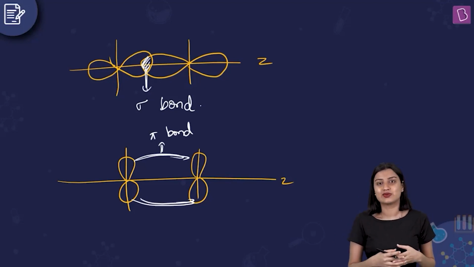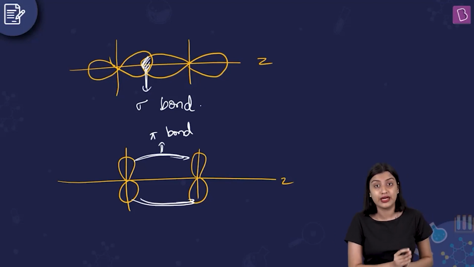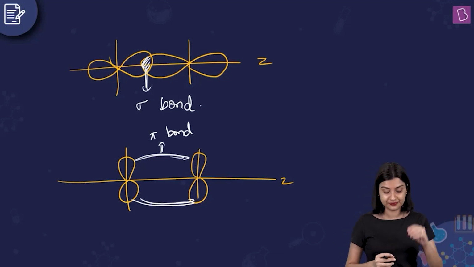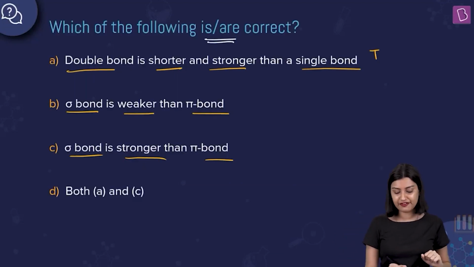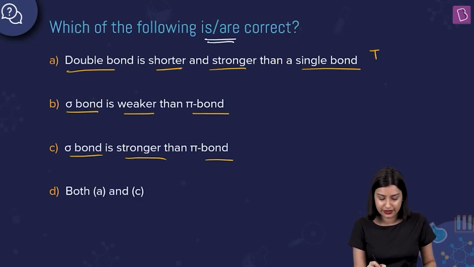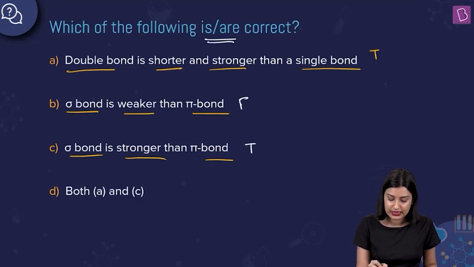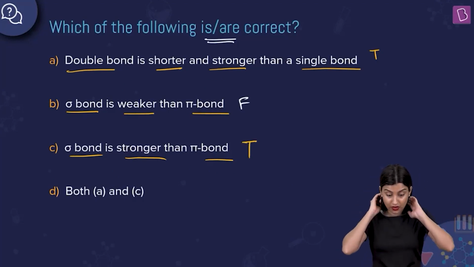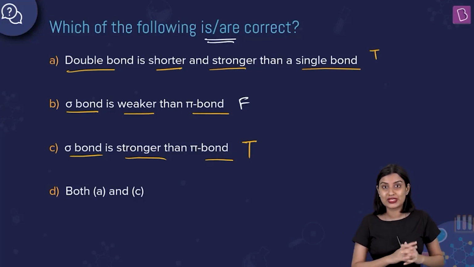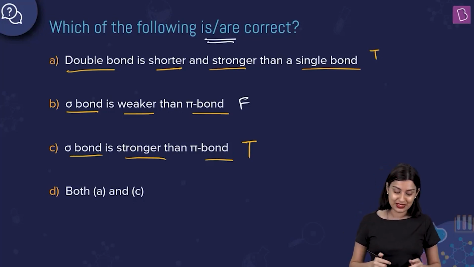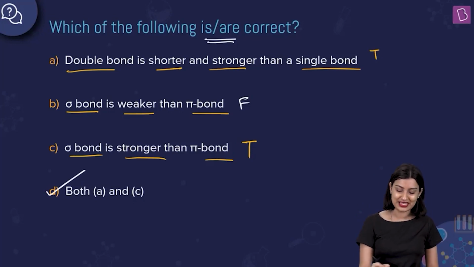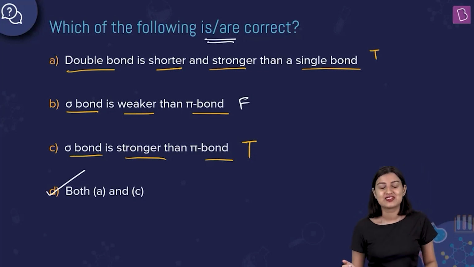I know that these are things we just say and take for granted, but remember, it's very, very important to know why. So because of higher effective overlap, sigma bond is stronger than the pi bond. So this is true and this is false. Okay, all right, so you have two true statements, A and C both, which means option D, both A and C, is going to be the right answer to this question.